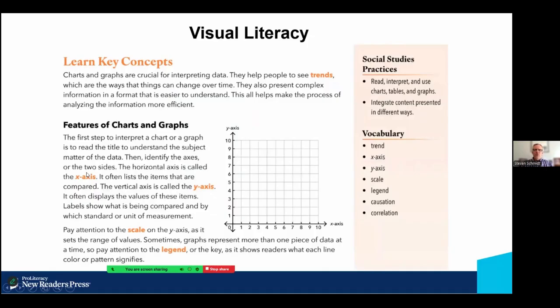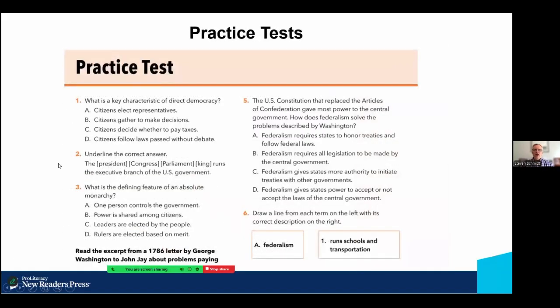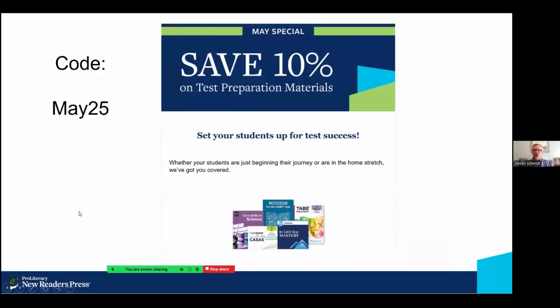Visual literacy, especially in the social studies books where this is a page from, does a good job talking about charts, graphs, tables. And again, the vocabulary is highlighted at the front of each one of the lessons. And each one of the texts does have a practice test. And the practice test also has a chart where if we miss questions, we can go back and see what areas students are still struggling with and might need a little bit more help with. So a lot of good things.